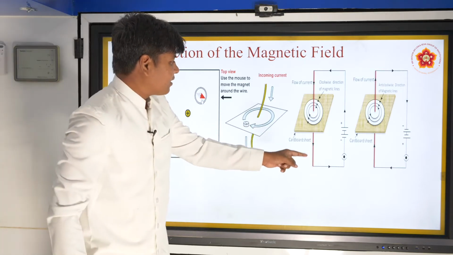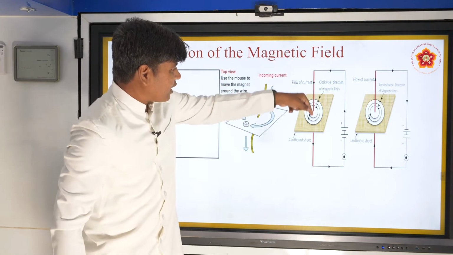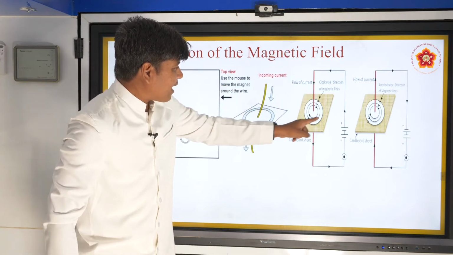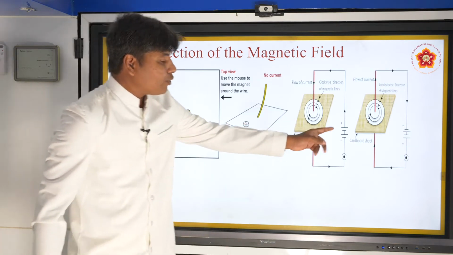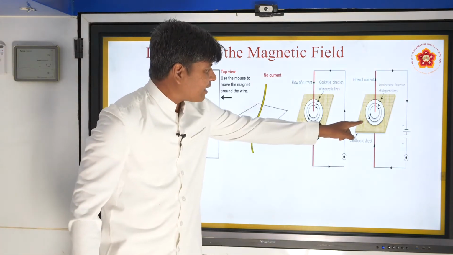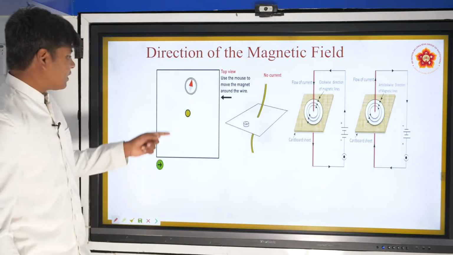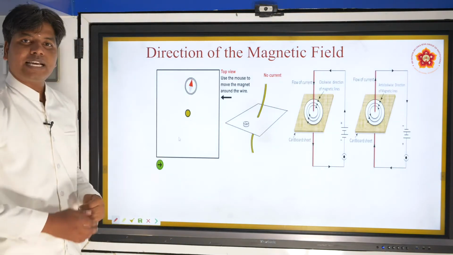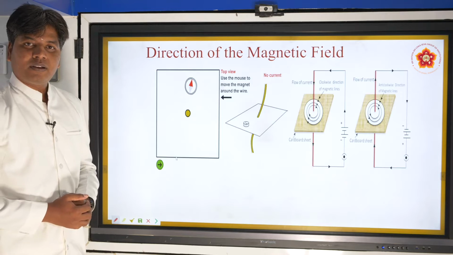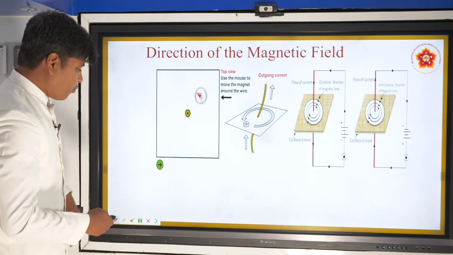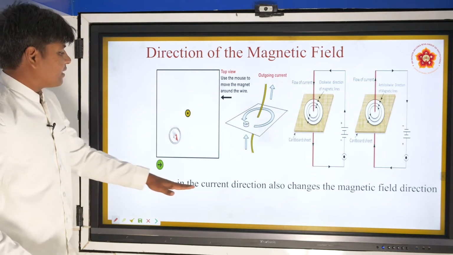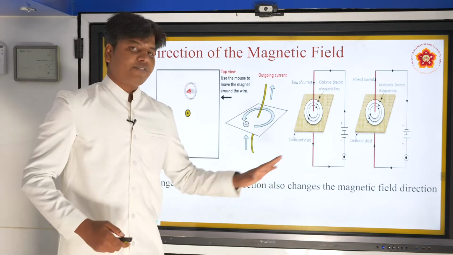You can see here, when the current is going down into the cardboard, the magnetic field lines are in clockwise direction. Now when you reverse the current, the magnetic field lines are in anti-clockwise direction. You can just cross-verify using this experiment. So let us boil down to one conclusion. Change in current direction also changes the magnetic field direction.